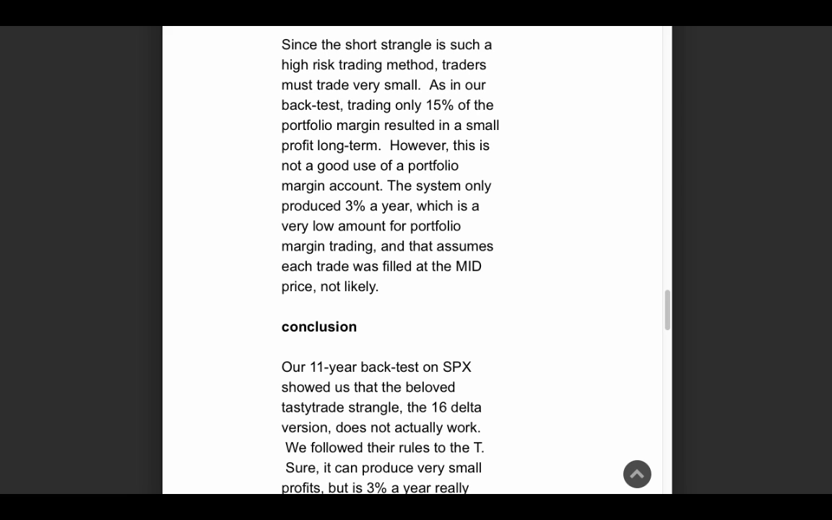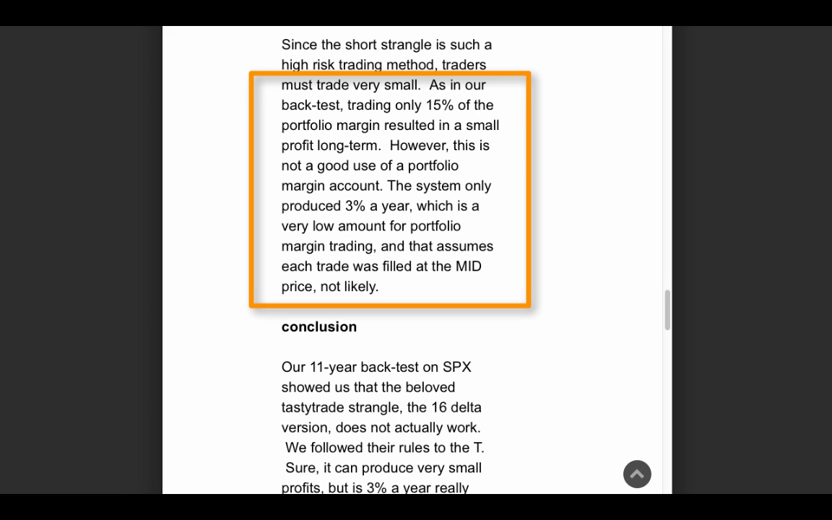Okay, so back to this. The only allocation of capital that produced a return was 15%. Okay, but let's be realistic here. What portfolio margin trader is going to use 15% of their capital and leave 85% free, right? That doesn't happen, so it's not realistic. But if you were to use as little as 15% of that capital, then it produced about 3%. That's only 3% per year on a portfolio margin account. That's pitiful. Okay, pitiful performance.